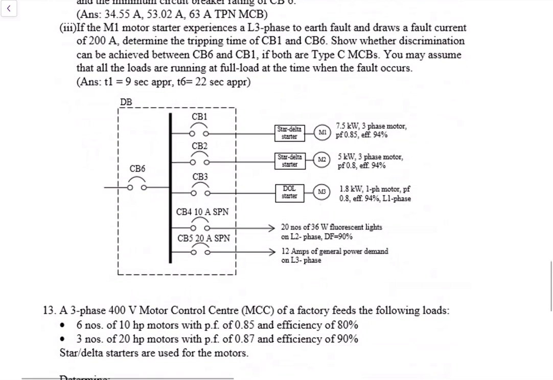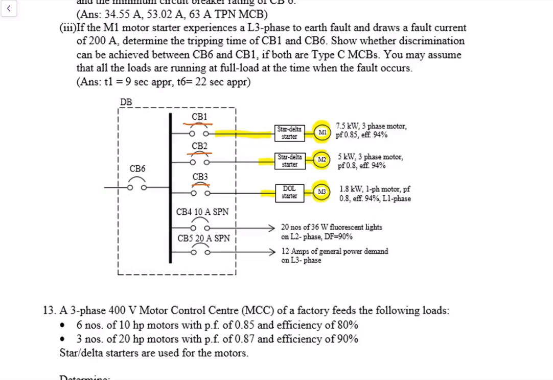Now if we look at this single line diagram, part 1 wants us to determine the circuit breaker rating of CB1, CB2 and CB3. If you look at these circuits, they are what we call final circuits. Final circuits means at the end of the circuit there is an electrical load. In this case, the 3 circuits are all motor load, M1, M2 and M3, with different starters involved. So for part 1, if I'm to calculate the circuit breaker rating for CB1, CB2 and CB3, I can list this down into 3 steps.